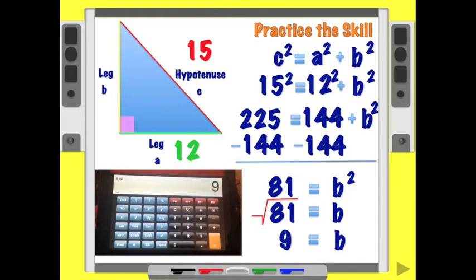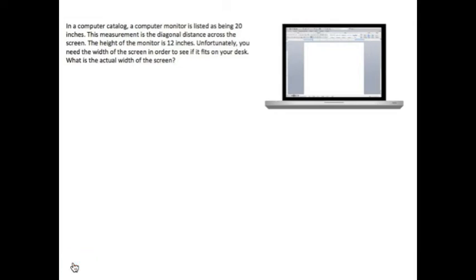Now that we reviewed the Pythagorean Theorem, let's go back to the real-world problem from the beginning of the video. Let's reread the problem. In a computer catalog, a computer monitor is listed as being 20 inches. This measurement is the diagonal distance across the screen. The height of the monitor is 12 inches. Unfortunately, you need the width of the screen in order to see if it fits on your desk. What is the actual width of the screen?